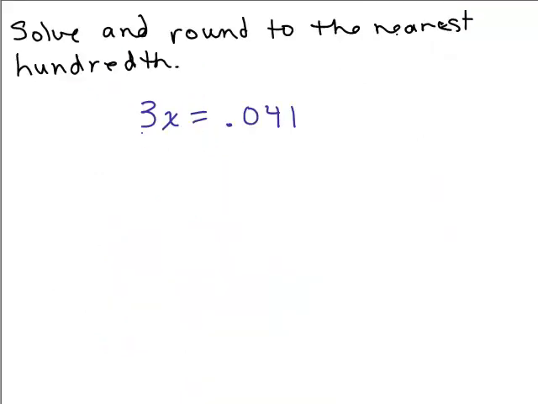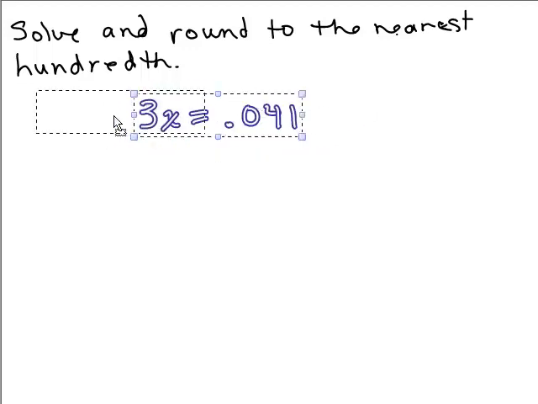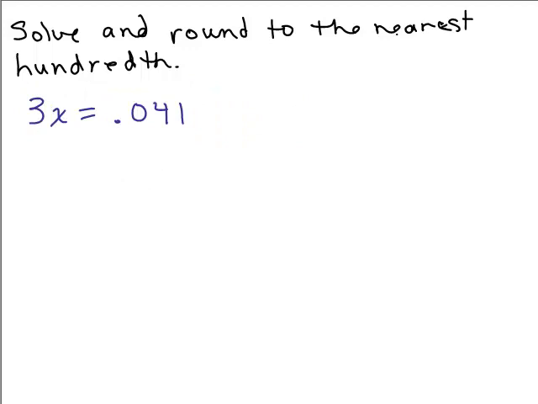Okay, here's our next one. 3x equals 0.041. I'm going to move this over a little because I'm going to need extra space. So we will begin. Why don't you try this on your own first? Put the video on pause and try it. Divide by 3. So we have to do that division. 3 into 0.041. So let's try it.